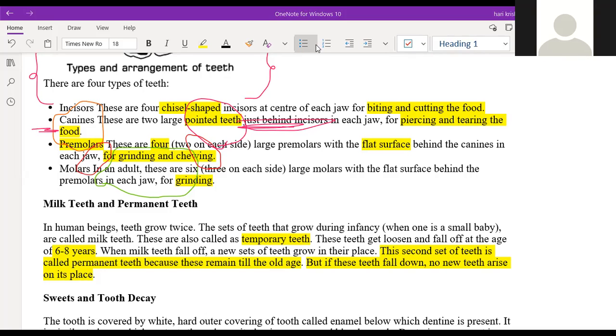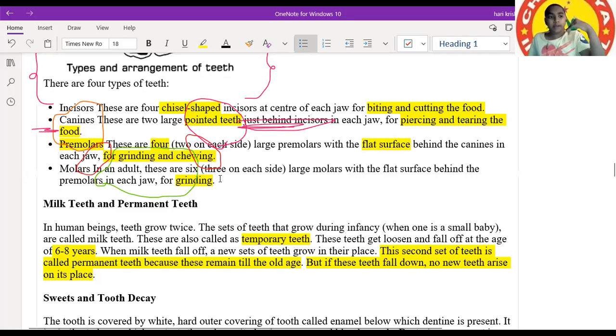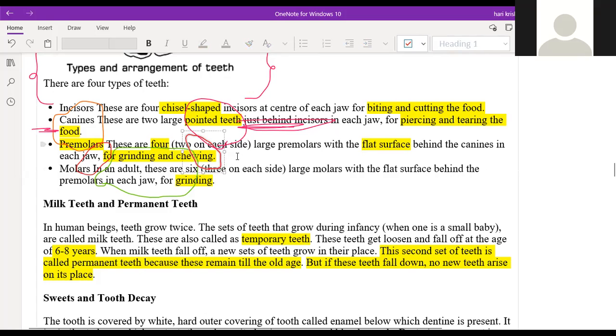Sir, these days small kids are also losing enamel coating, sir, and their teeth are becoming very weak and breaking off. How does enamel break, like the coating goes?